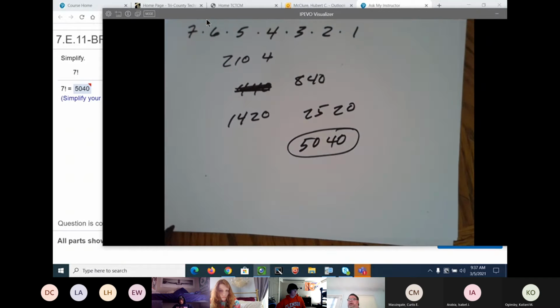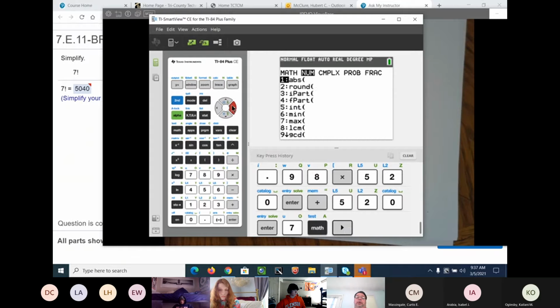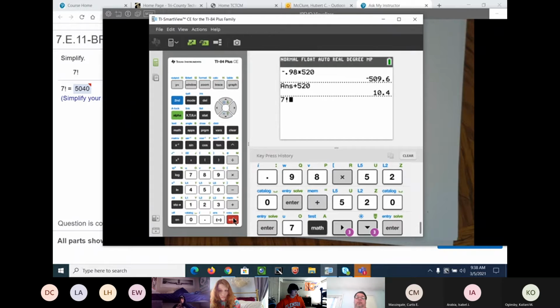Now that's how you do it by hand. If you want to do it on a calculator, which I showed y'all the other day, nobody was listening, take your handy dandy calculator and do 7, math, probability, and 4. It's a miracle.